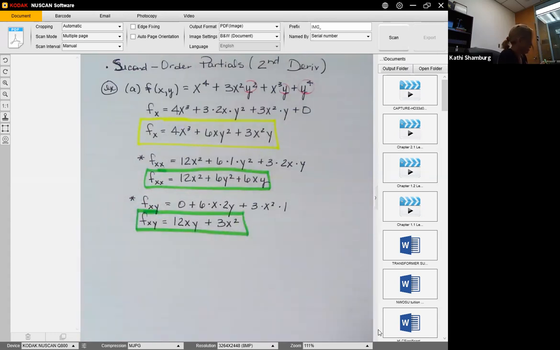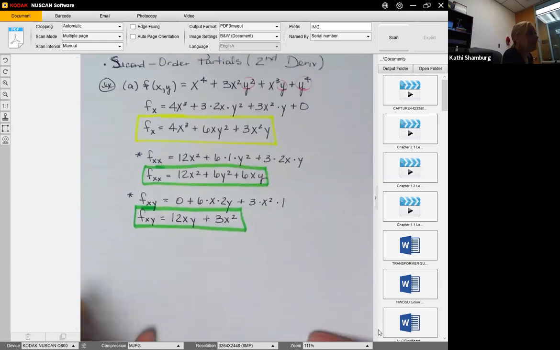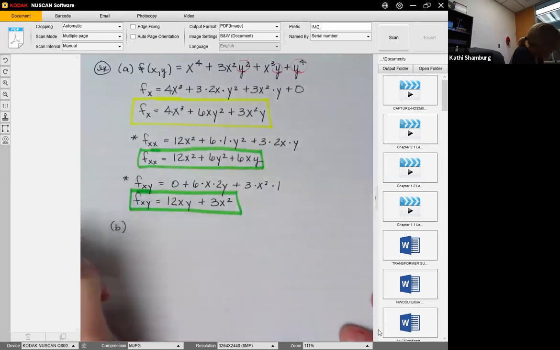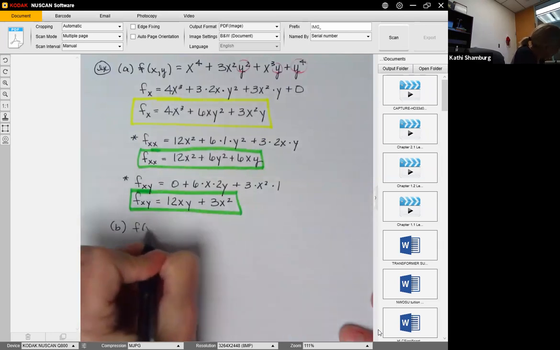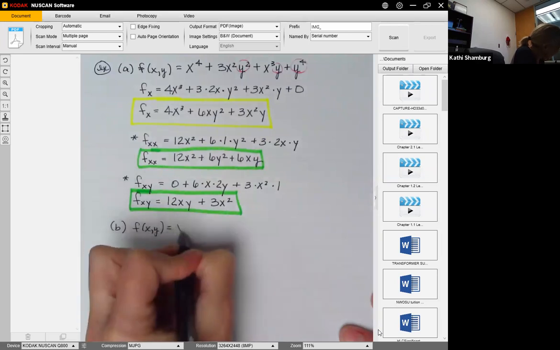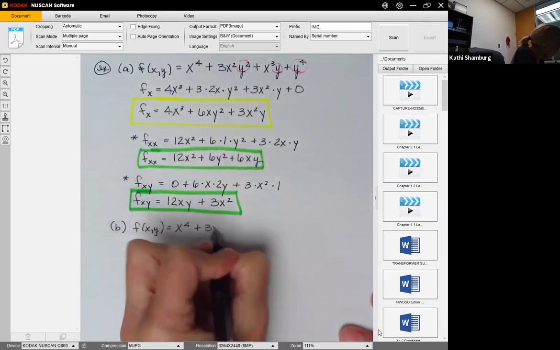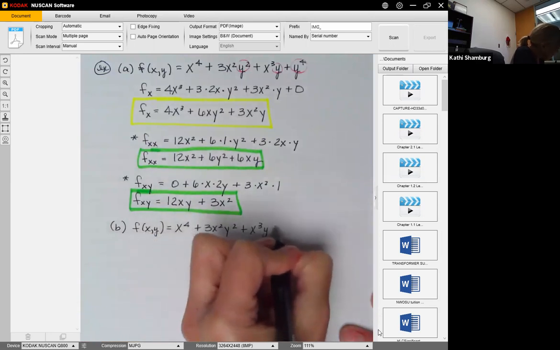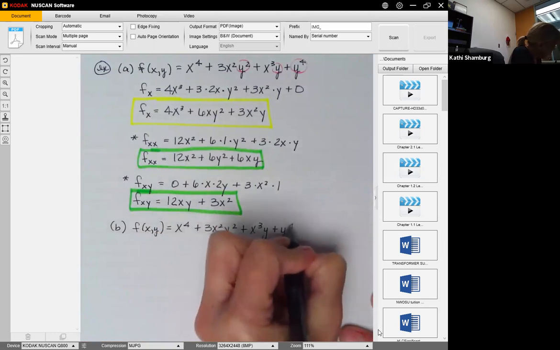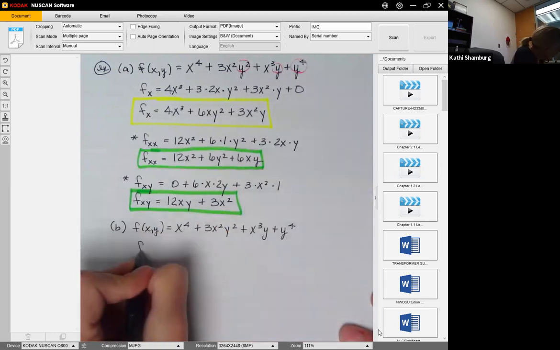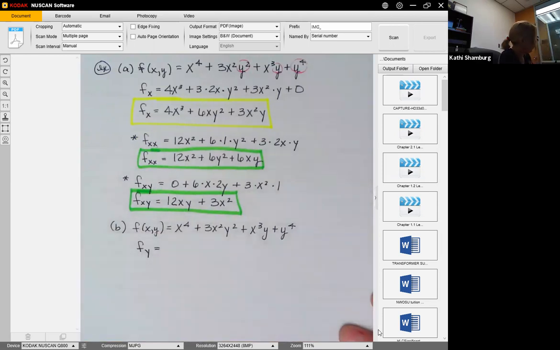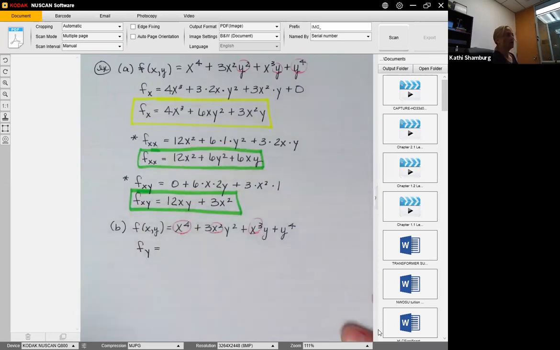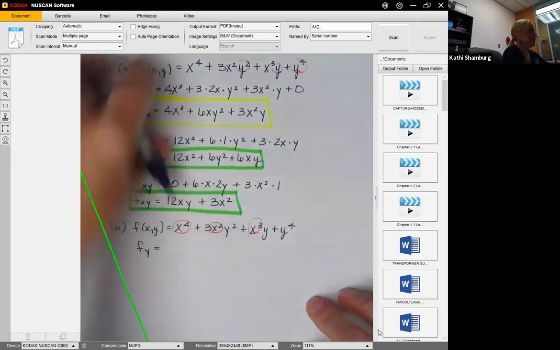All right. Okay. Now, part B. So I'm now going to, again, look at that original function, f of x, y equals x to the fourth plus 3x squared y squared plus x cubed y plus y to the fourth. And I would assume you can guess we're going to do the first derivative now with respect to y. So my x's now are either constant or constant multiples. Let me move this up.